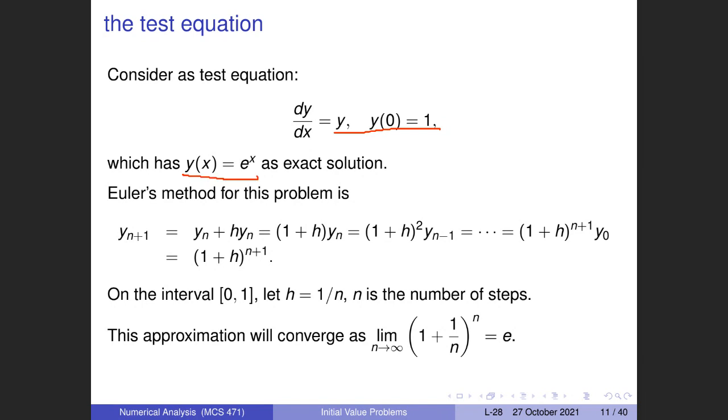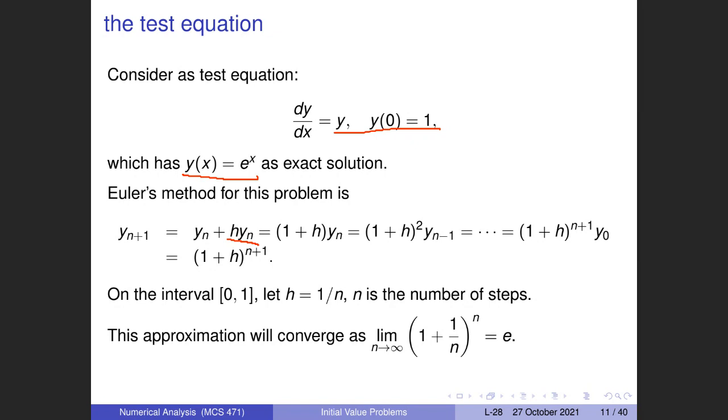And for Euler's method, what we apply here is h times the function evaluated. The function is y, and we evaluate at x_n and y_n.